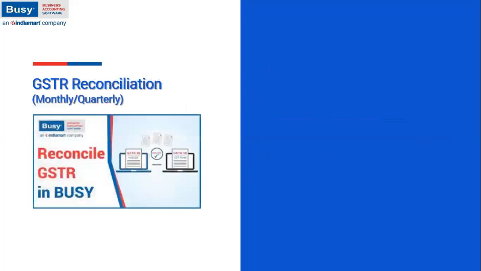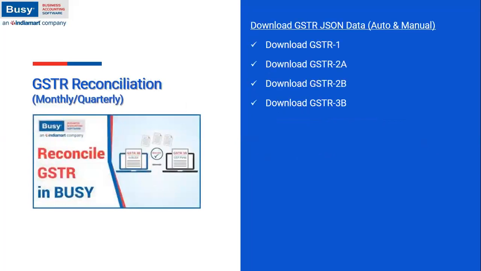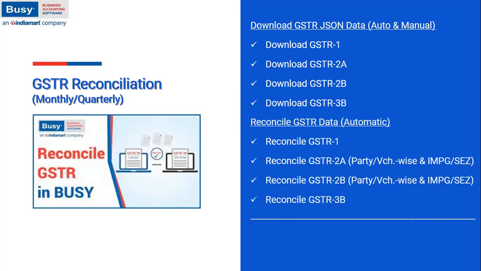Next is GST reconciliation, monthly and quarterly. So first of all, you have to download the JSON data of all your returns like GSTR1, 2A, 2B and 3B. So you have to download the JSON data from the portal. Automatic and manual, both options are available. You can download the data manually, and automatic facility is also available. So after the downloading, you can reconcile your GSTR data, means whether your data is matching with the portal or not.